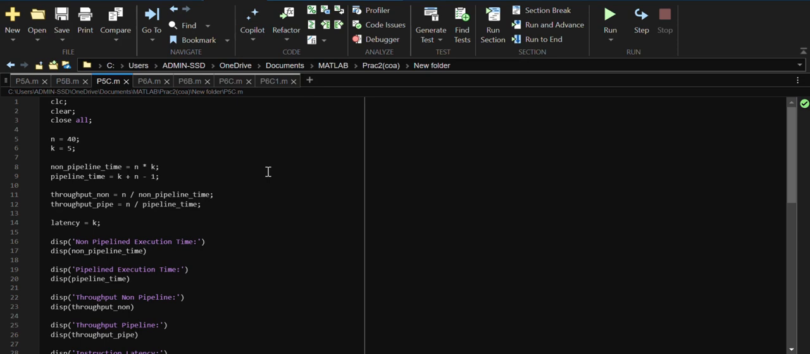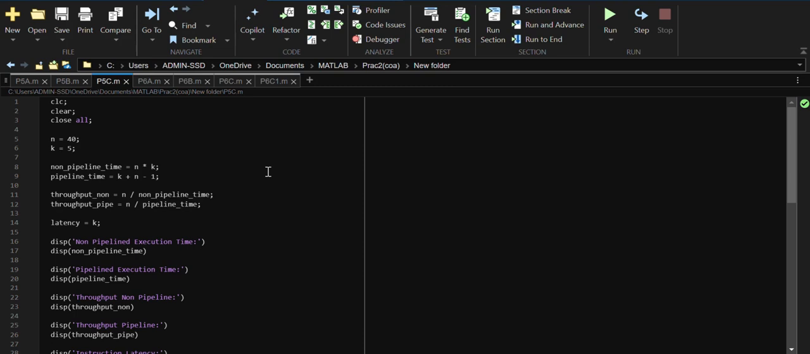The program also calculates the instruction latency, which is the time required for a single instruction to pass through all pipeline stages. Even in a pipelined processor, the latency remains the same because each instruction must still go through each stage.